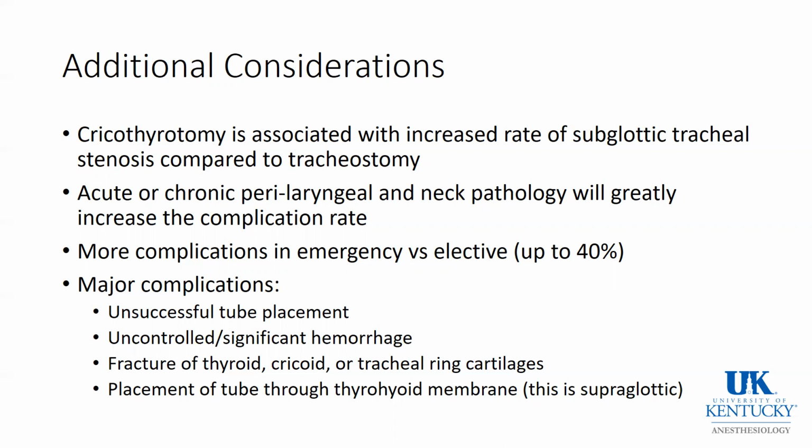Some of the major complications: unsuccessful tube placement, uncontrolled or significant hemorrhage, fracture of any of these rings or cartilages, as you saw with the video we just saw, and if you've seen any of the perc trachs, there's a good amount of force being applied here. Placement of the tube through the thyrohyoid membrane is also possible. And this is unfortunate because it's a supraglottic membrane here. So identifying things appropriately is obviously very important. And you can use ultrasound in that case to try to identify the appropriate locations.